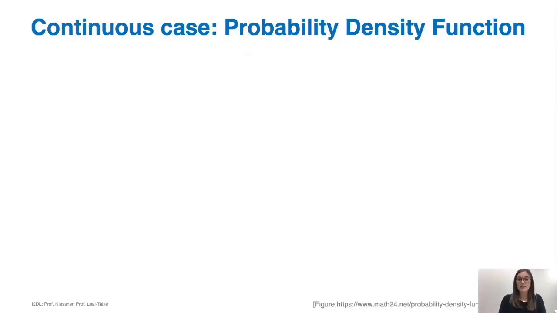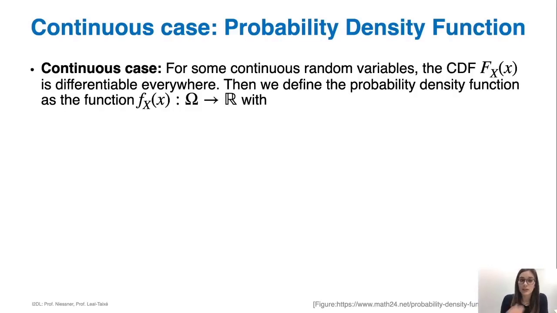Okay, and in the continuous case, we have the probability density function, which is now defined as the derivative of our cumulative distribution function F of x. So it's essentially just the definition here. It's given by a small f with a subscript X for the random variable X, going from omega into R, and it's just defined as the derivative of our cumulative distribution function.